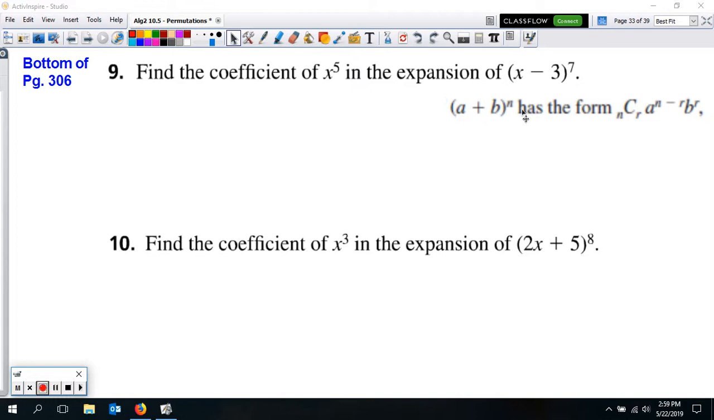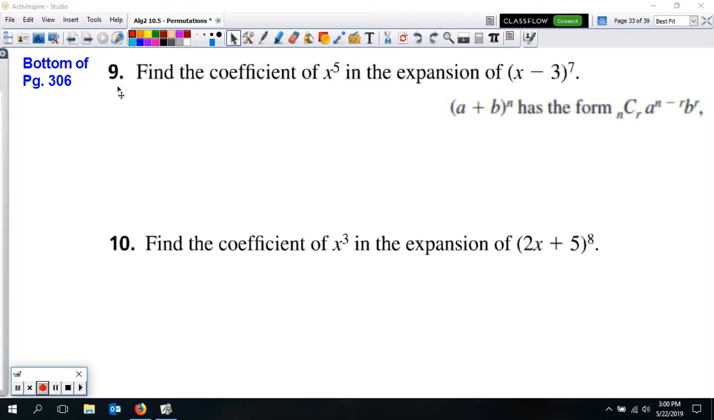So it says a plus b to the n has the form of this combination, n choosing r, where your a term, your first term, is to the exponent n minus r, and the b, the second one, is to the r. Now one thing about this is that when it does have a negative in here, this means your signs are going to alternate in your binomial. So the first term will be positive, then negative, then positive, and so on. So we can kind of see what this one's going to be.